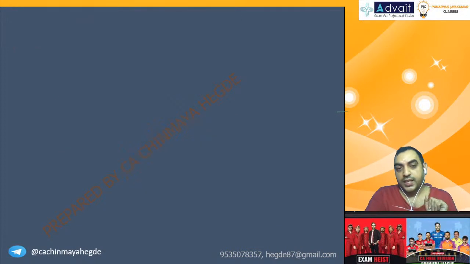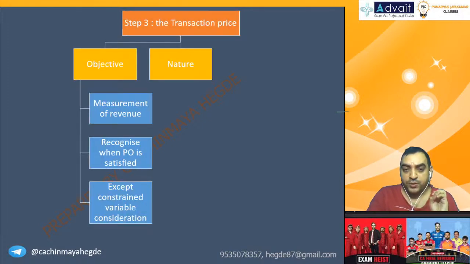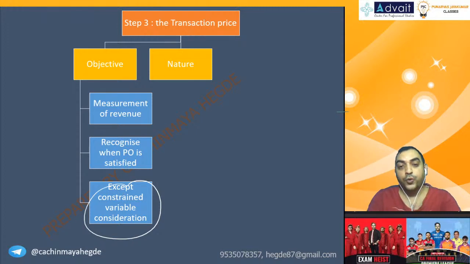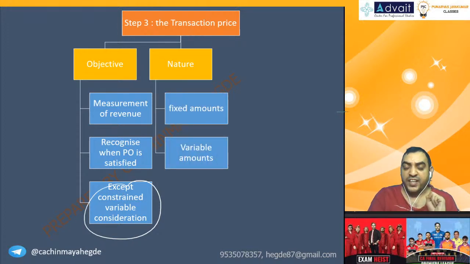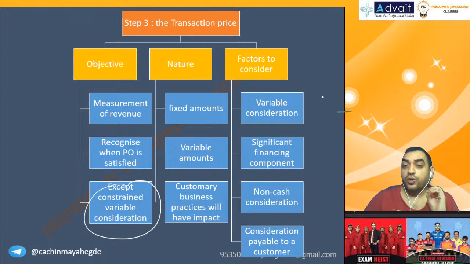Okay, that is what the transaction price is. The objective is measurement, recognized when the performance obligation is satisfied. You should not recognize constrained variable consideration. I'll come to it. It may be a fixed amount, or a variable amount like royalty, percentage of sales. Customer business practice also has to be kept in mind. There are 4 important points: variable consideration, financing component, non-cash consideration, and consideration payable to customer. Let us take them one by one.